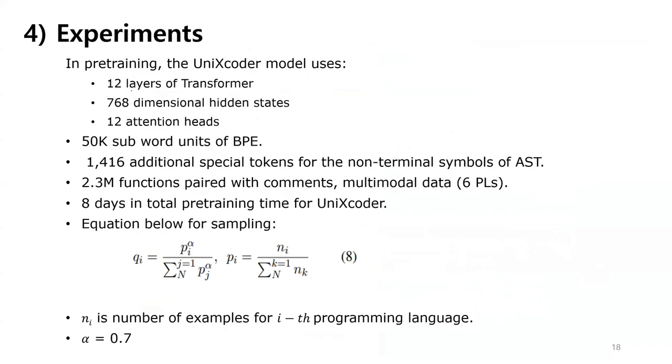But they do have their own hyperparameters. They use 12 layers of transformer, 768 dimensional hidden states, 12 attention heads. They use 50,000 subwords of byte pair encoding. They also add 1,416 additional special tokens. This is for non-terminal symbols of the AST, the flattened AST.